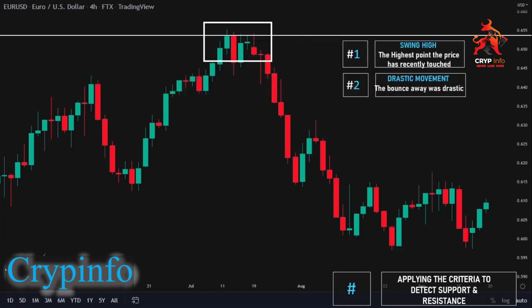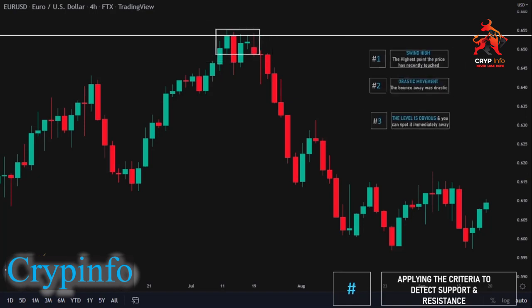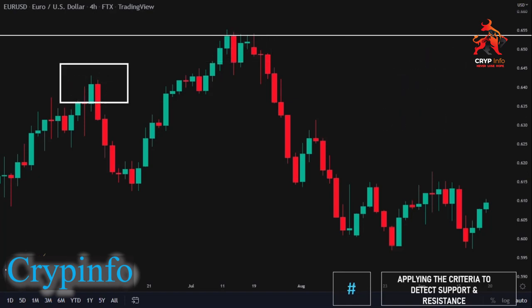Drastic movement, meaning price sharply reversed after it reached this level. 3. The level is obvious. So moving on down to the left, as you can see, we have this level where price rose up, hit and reversed from, so we highlight it.